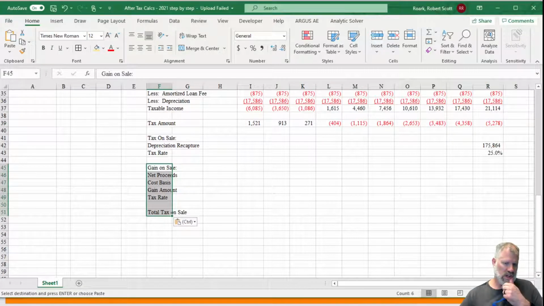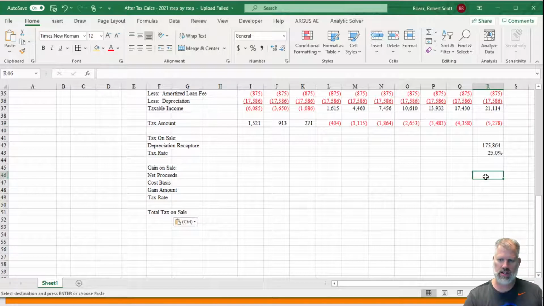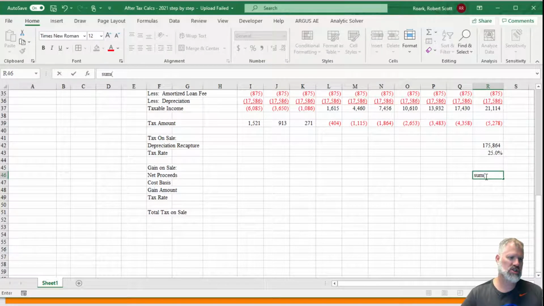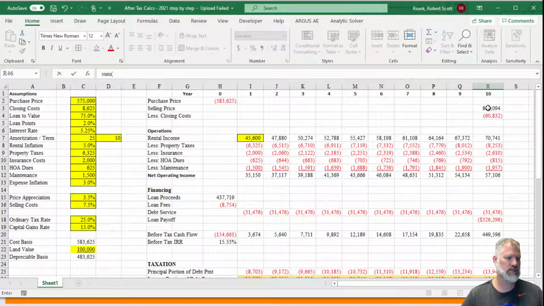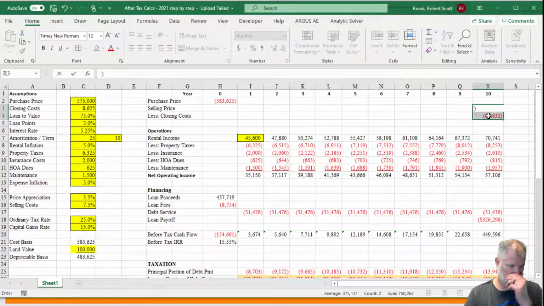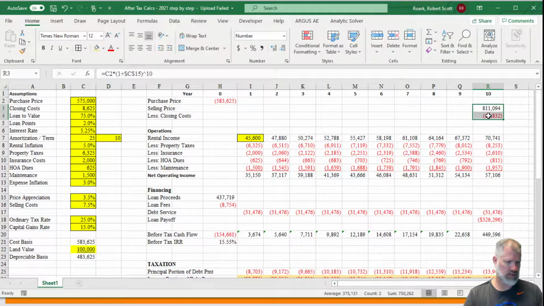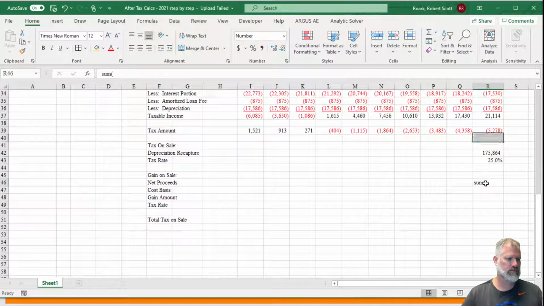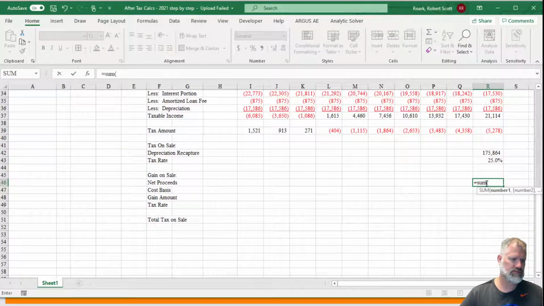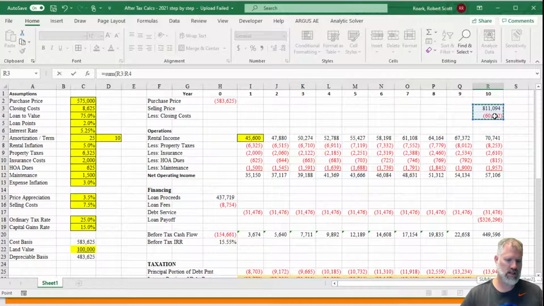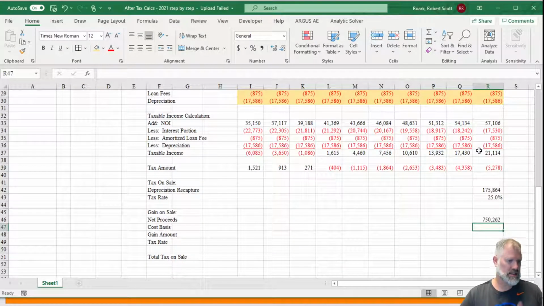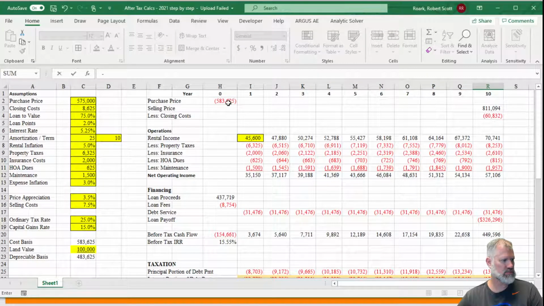All right, so in terms of the gain on the sale, we need to look at our net proceeds. If you recall, that's way up in our transaction bucket. The sum of those two numbers tells us, let's try that again. Equals sum of, way up in the transaction bucket, those two cells there, says that when I sell it, I got net proceeds of $750,262.